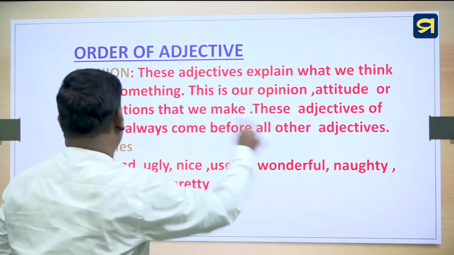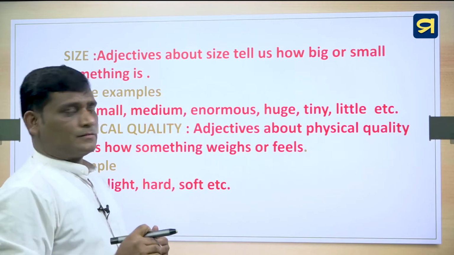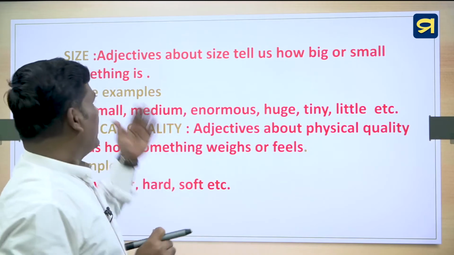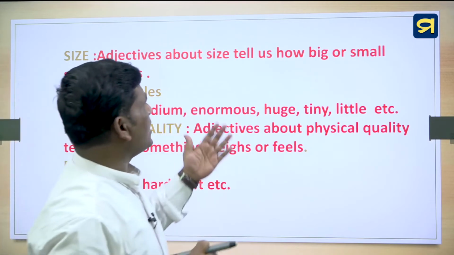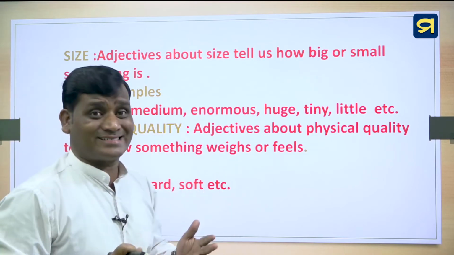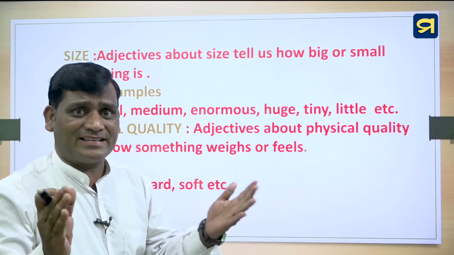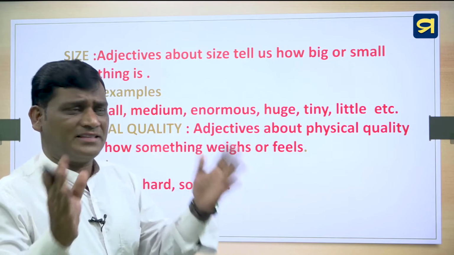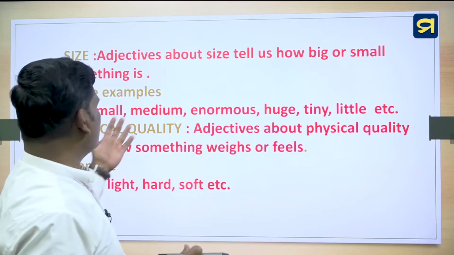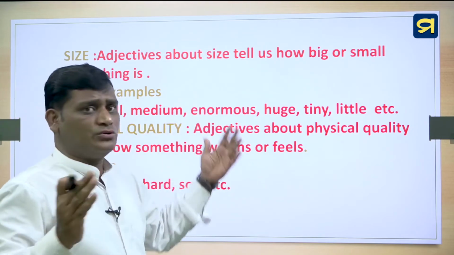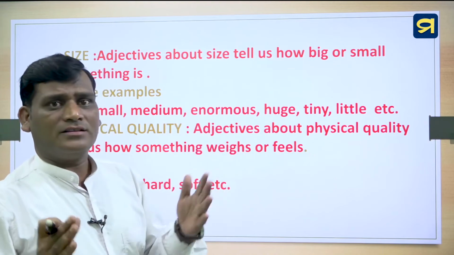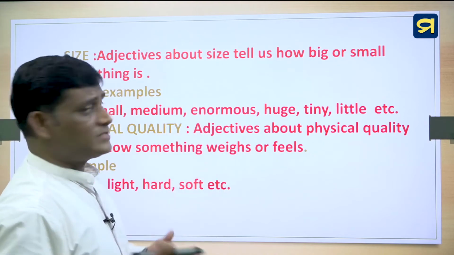Now, come to the second type: size. Adjectives about size tell us how big or small something is. It tells the size: small, big, large, like this. Examples: big, small, medium, enormous, huge, tiny, little. These are the examples that come under the category of size.